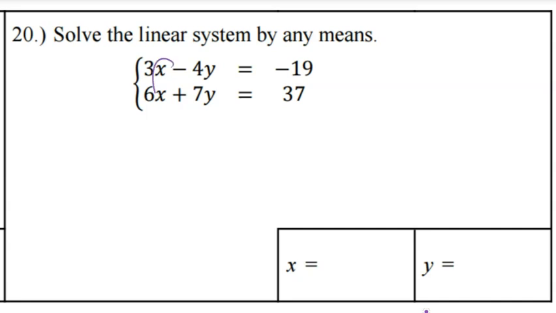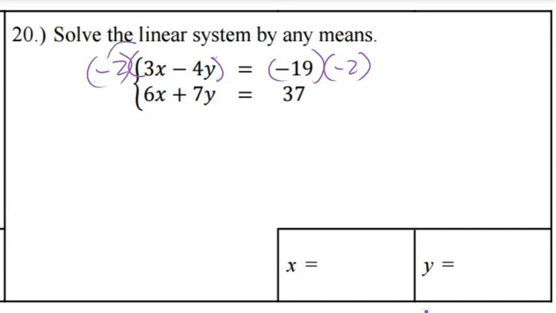Okay, then let's look at the x's. I've got a 6 and a 3. Is there a number I can multiply by 3 that would give me negative 6? Because this is a positive 6. There sure is. I can multiply 3 times negative 2, and that'll give me negative 6. So I can cancel this positive 6. I'm going to multiply this top equation by negative 2.